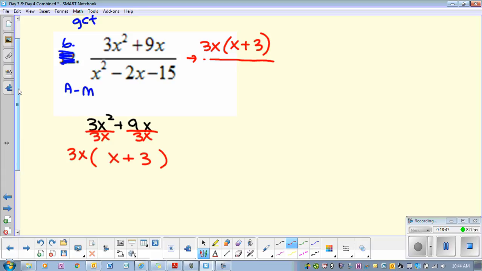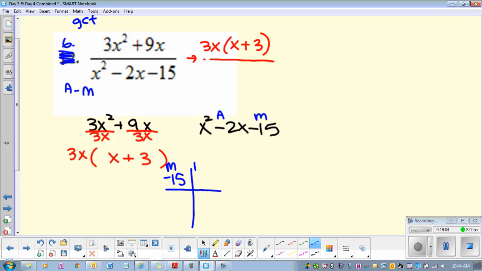How about on the bottom? My AC. You guys are actually really good at AC. So x squared minus 2x minus 15. I'm looking for 2 numbers that multiply to give me negative 15 and add to give me negative 2. What are they?